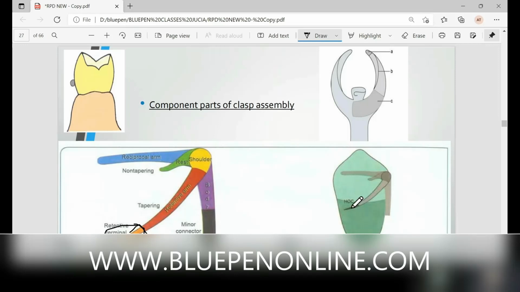And that is the only part that is going below this height of contour. Just see this figure. This retentive terminal is the only part that is going below this height of contour, and that is the only part which is flexible. It is made flexible just to make it bypass this height of contour. That's it. The other part is not flexible. Only this part is flexible, just to make it pass through that bulge area. The other part is not flexible.